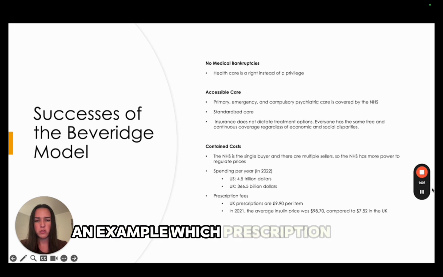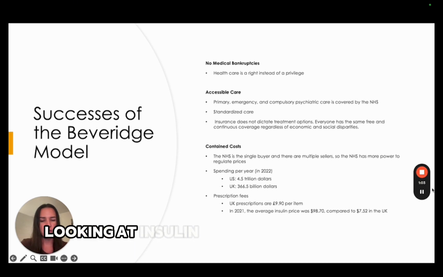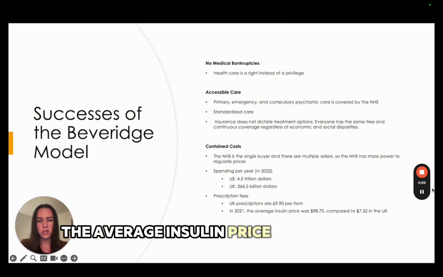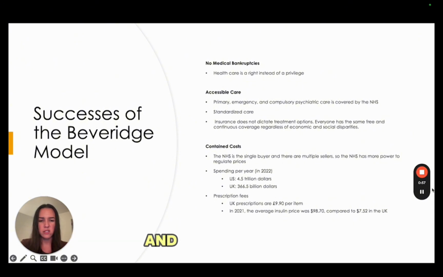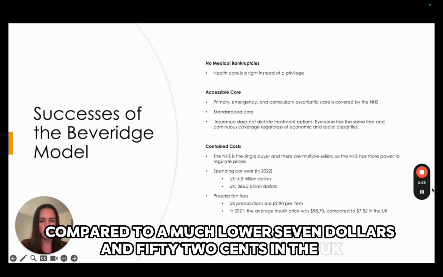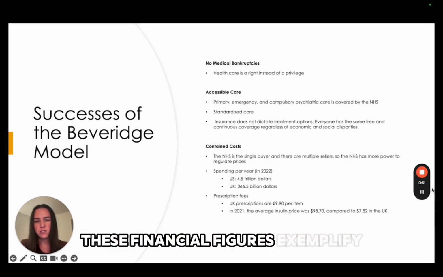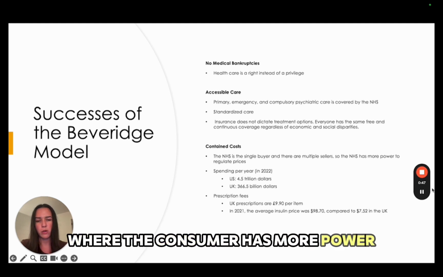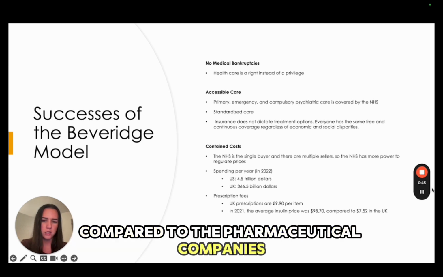An example in which prescription fees remain more manageable is looking at insulin prices specifically. In 2021, the average insulin price in the US was $98.70 compared to a much lower $7.52 in the UK. These financial figures exemplify the benefits of a single-payer market where the consumer has more power compared to the pharmaceutical companies.